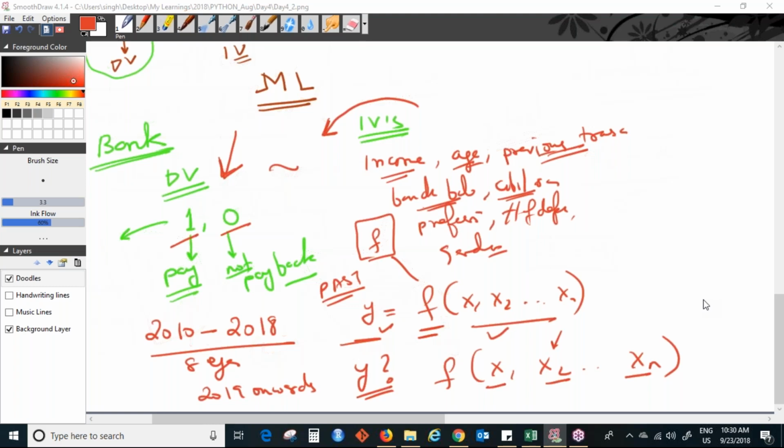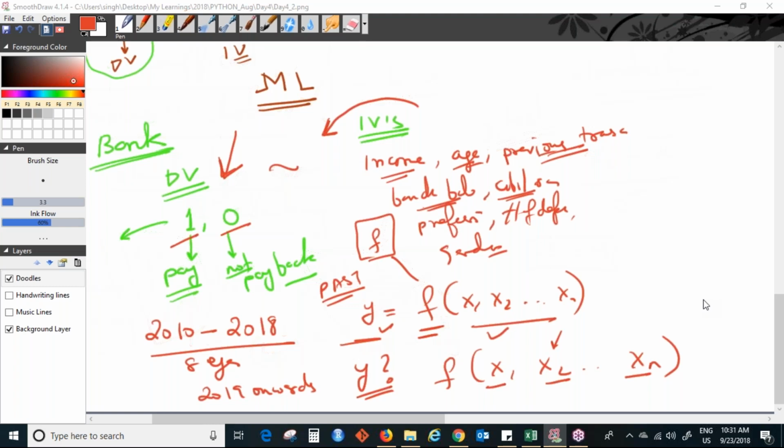So you find the function f from past data, okay? Because in the past, you know both dependent and independent. For past data, let's say customers who took a loan 10 years ago, whether they paid back their loans or not, you already know it. And you also know the customer's income, the age, and every detail. So you know your y, you know your x. You just have to find the function f. What is that relation between the two?